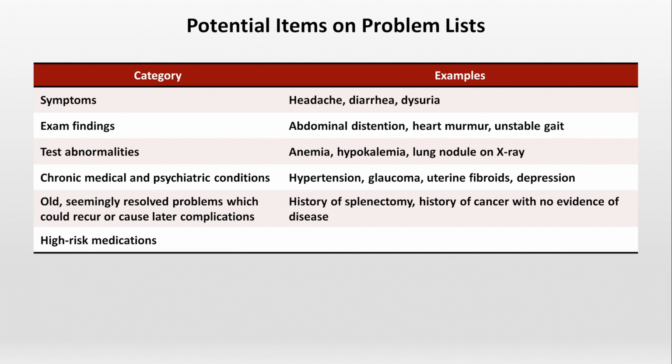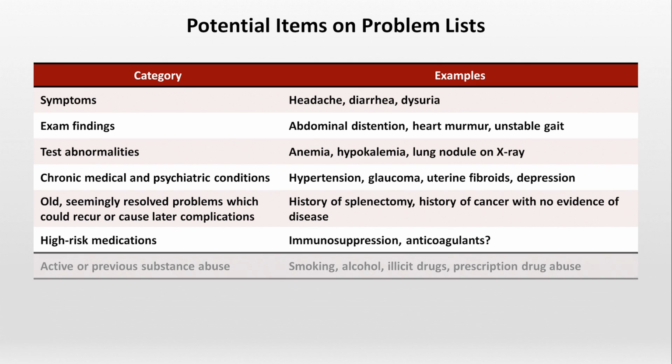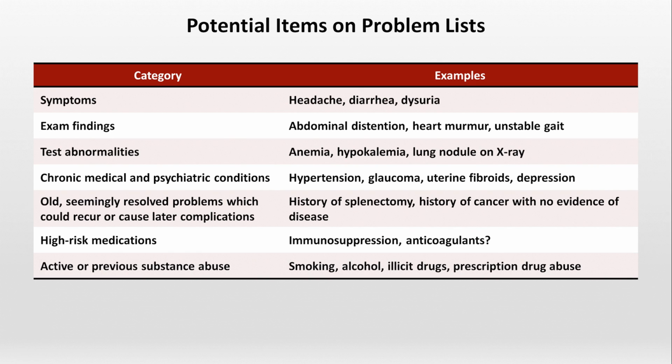High-risk medications. This is largely limited to chronic immunosuppression. I've heard some suggest that anticoagulants like warfarin or DOACs should be included here too as items on the problem list that are separate from their indication, but in my opinion that's overly inclusive of what's considered to be a distinct problem. Active or previous substance abuse.